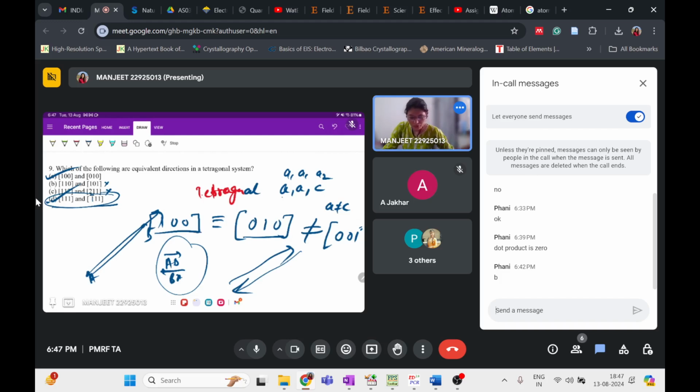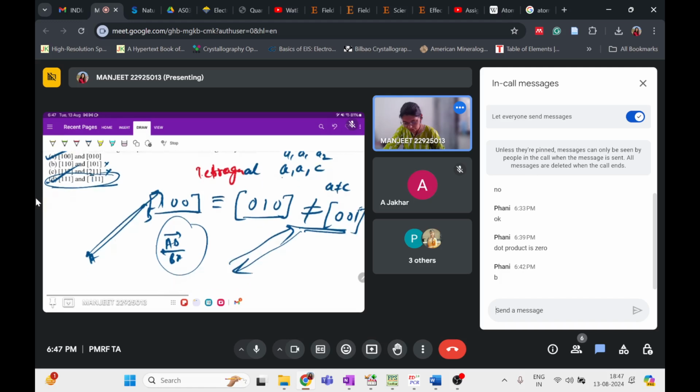Okay, so for the tetragonal, if it is asked about the cubic one, this will also be equal, but for the tetragonal, it will not be. Okay, so A and D will be the right answer for the tetragonal system. Okay, let's move to question number 10.